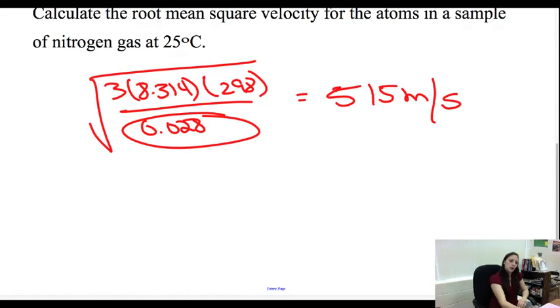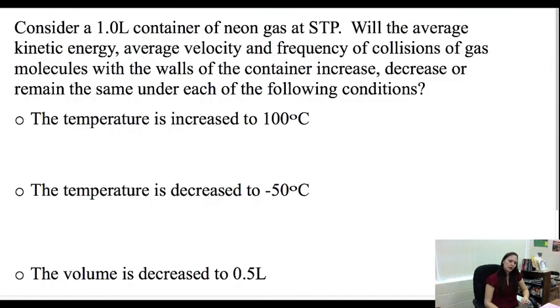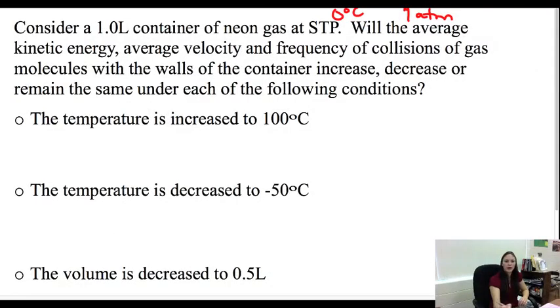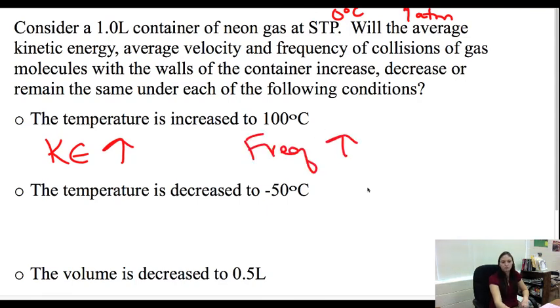In conclusion here, it says to consider a 1 liter container of neon gas at STP, where STP is standard temperature and pressure. Standard temperature and pressure is 0 degrees Celsius and 1 atmosphere. It wants to know, will the average kinetic energy and frequency of collisions of gas molecules with the wall of the container increase, decrease, or remain the same under each of the following conditions. If I take my temperature and increase it to 100 degrees, my kinetic energy is going to go up because I'm going to be moving faster. My frequency of collisions is going to go up.